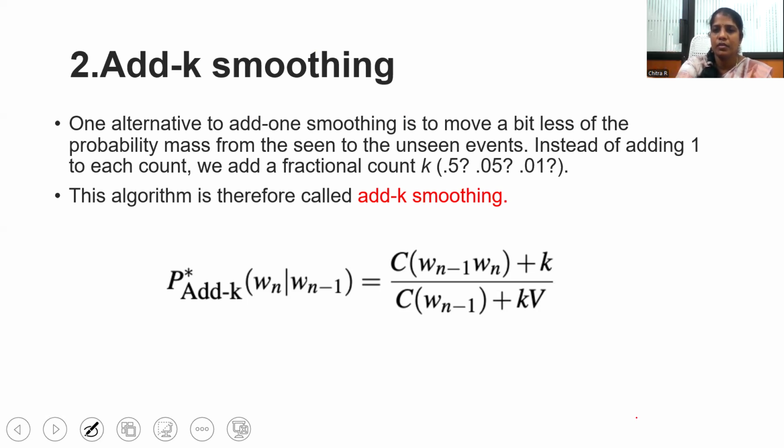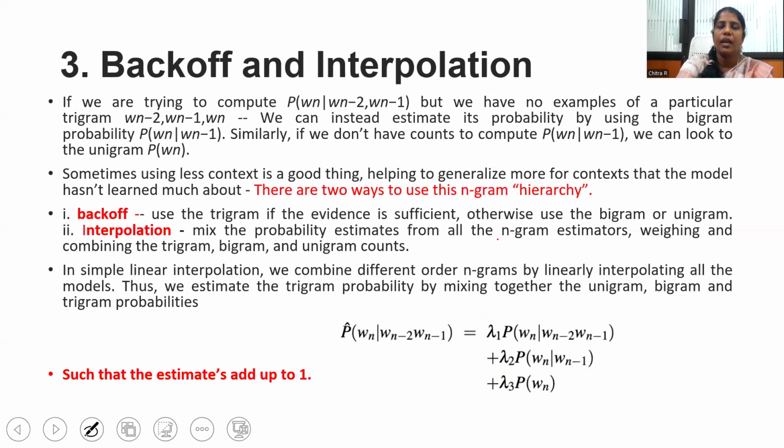and in the numerator and the denominator also, instead of V, kV is added. This is the one and only difference in the add k smoothing. This technique is mainly to avoid the zero probability, even if it is a small data set. And the next technique is the back off and interpolation technique.